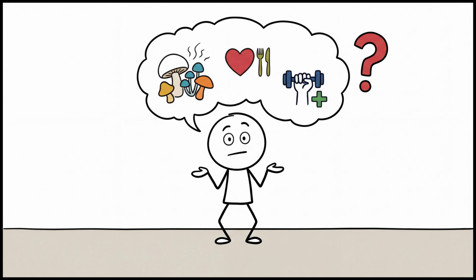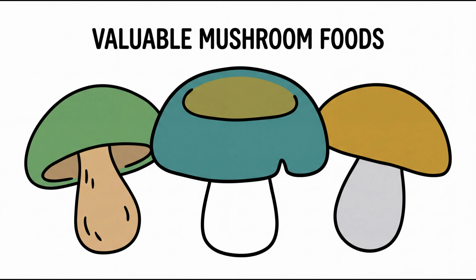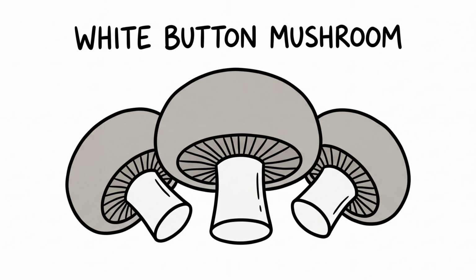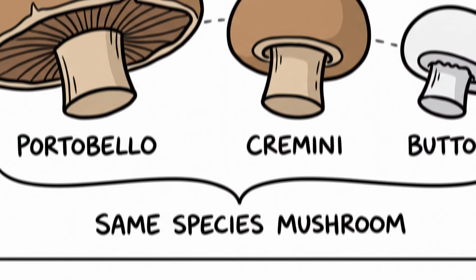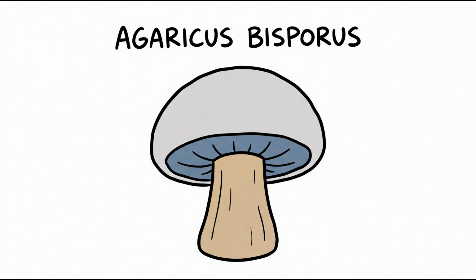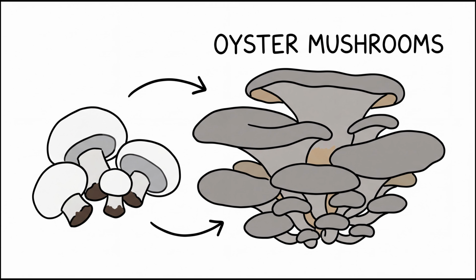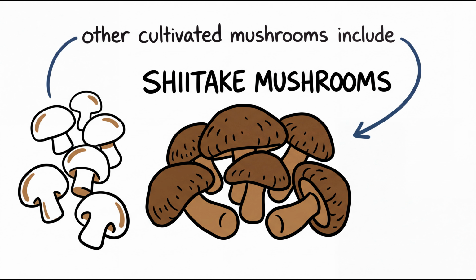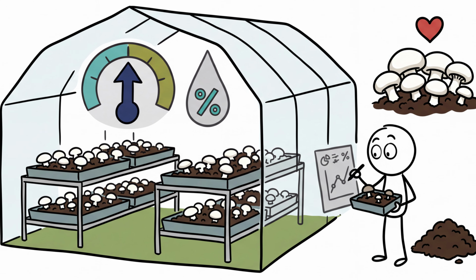So why do people eat mushrooms at all? Because thousands of mushroom species exist, and many are valuable foods. Common cultivated mushrooms include the white button mushroom, cremini, and portobello. They are actually different forms of the same species, Agaricus bisporus, harvested at different stages. Other cultivated mushrooms include oyster mushrooms and shiitake. These mushrooms are grown commercially, under controlled conditions.